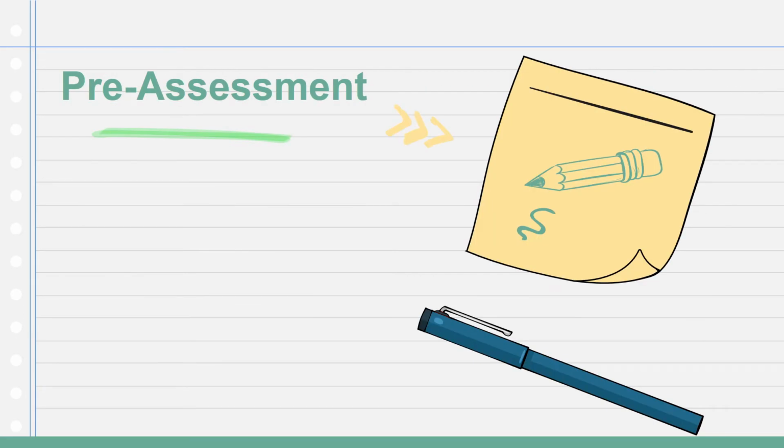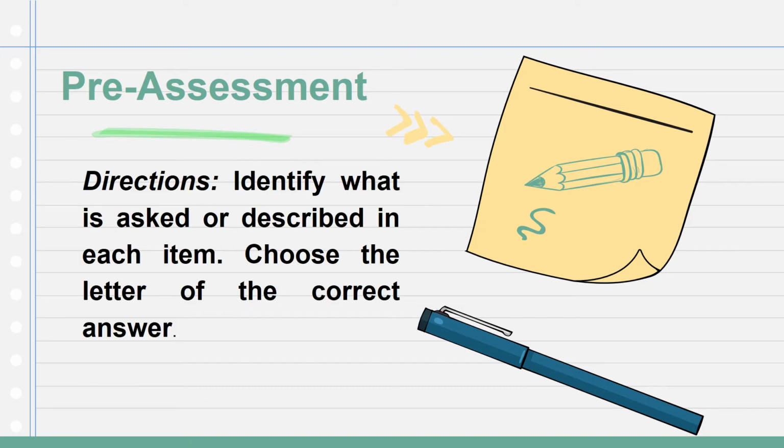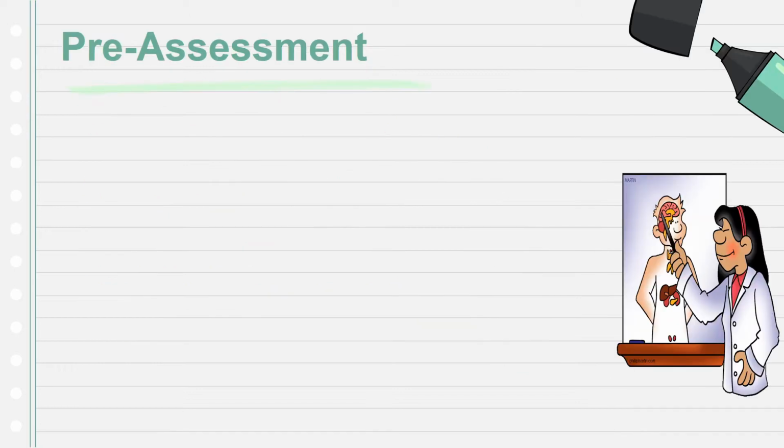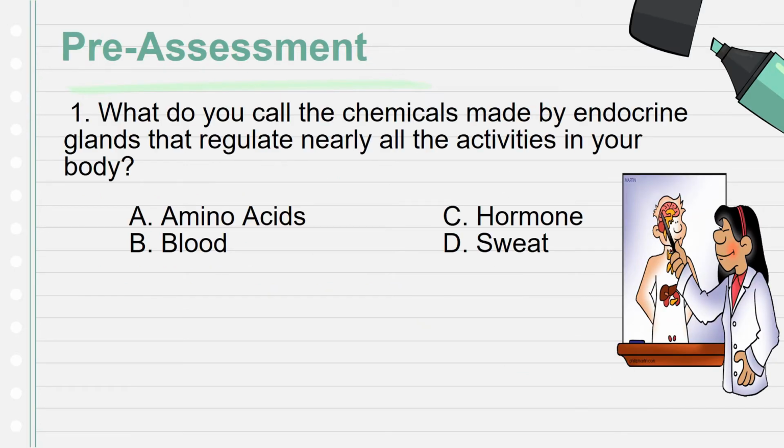Let us start the lesson with our pre-assessment. You can write your answers in your notebook or a clean sheet of paper. Directions: identify what is asked or described in each item. Choose the letter of the correct answer. Number 1. What do you call the chemicals made by the endocrine glands that regulate nearly all the activities in your body? A. Amino acids, B. Blood, C. Hormone, or D. Sweat?